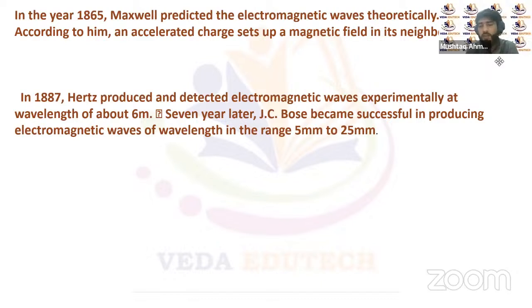And later on, an Indian scientist, Jagdish Chandra Bose, J.C. Bose, was also successful in producing electromagnetic waves in the lab, right? And the wavelength ranged from 25 mm to 25 mm.